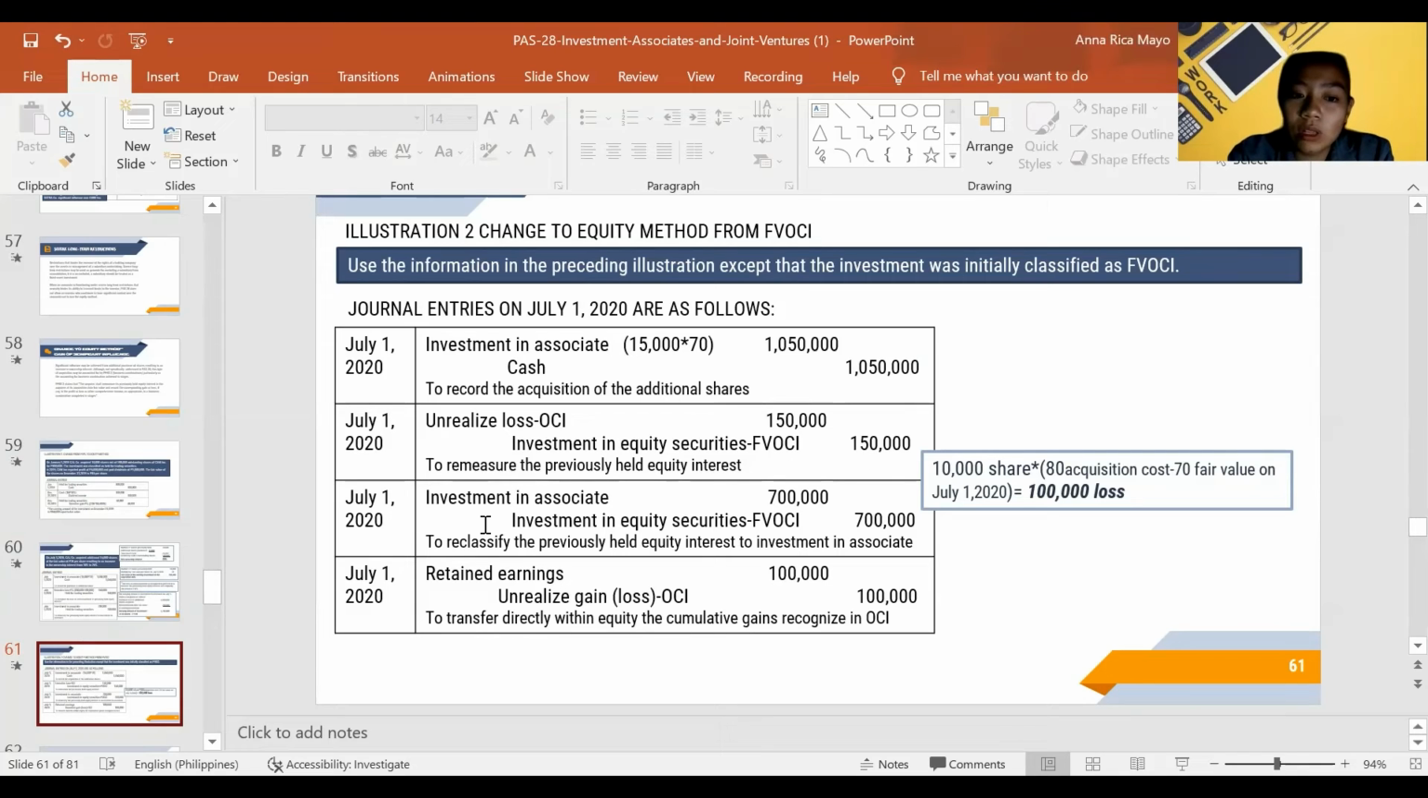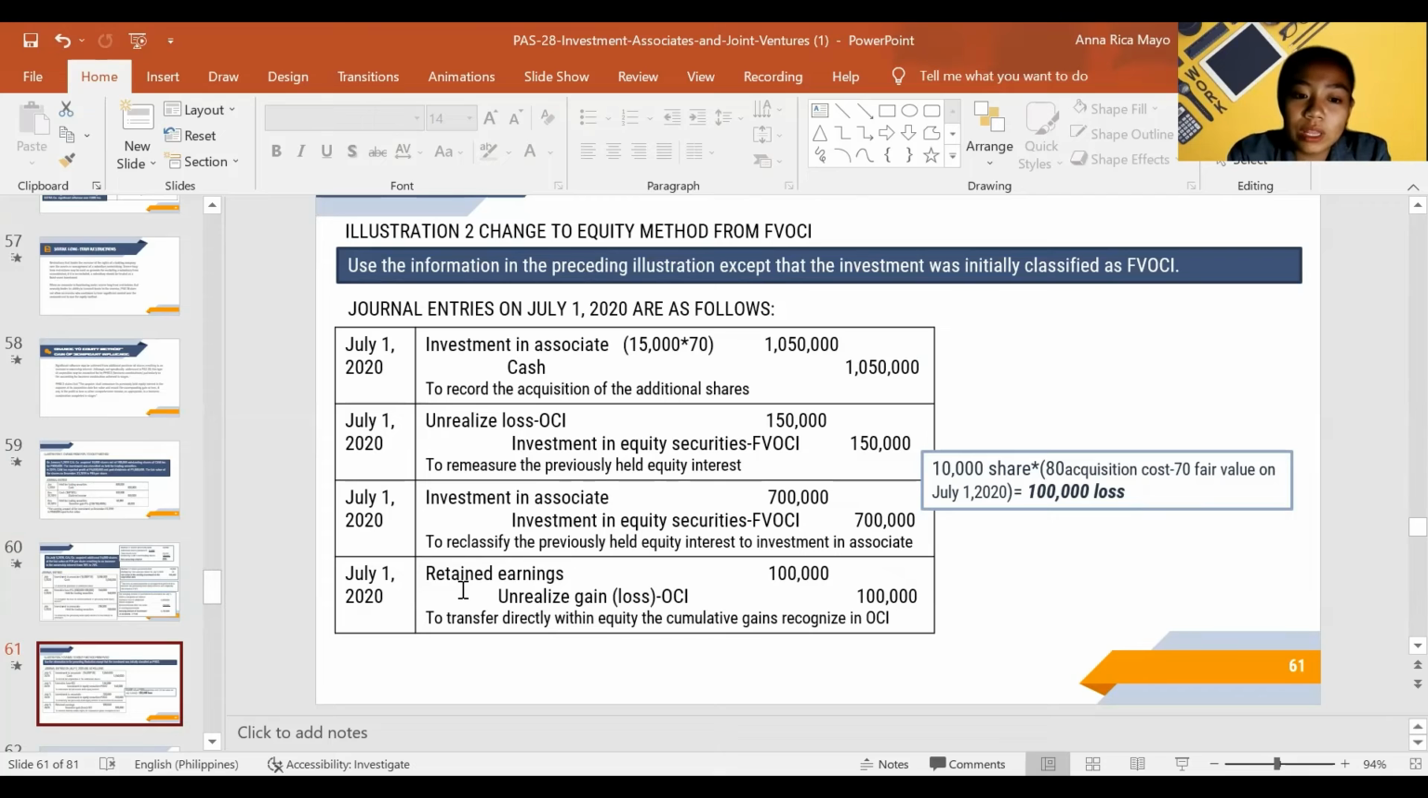And then July 1, 2020, investment in associate mo, 700,000, and investment in equity securities, fair value through other comprehensive income, 700,000. FVOCI, kasi nga, yung investment mo is initially classified as fair value through OCI. Kanina kasi, di ba kanina yung fair value through profit or loss, kaya doon mo din siya ni-recognize. Ngayon, at dahil nasa OCI na siya, doon mo din siya i-recognize.